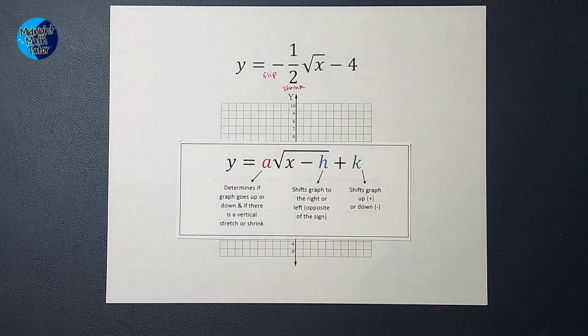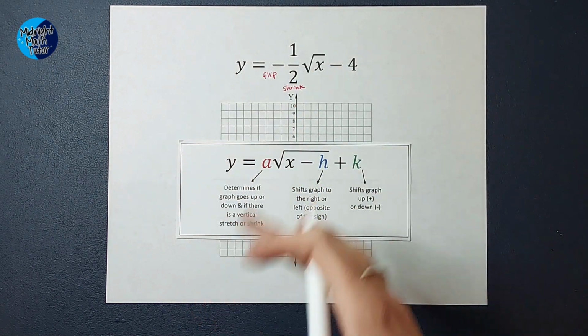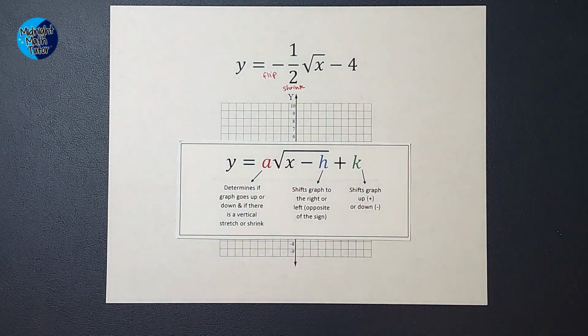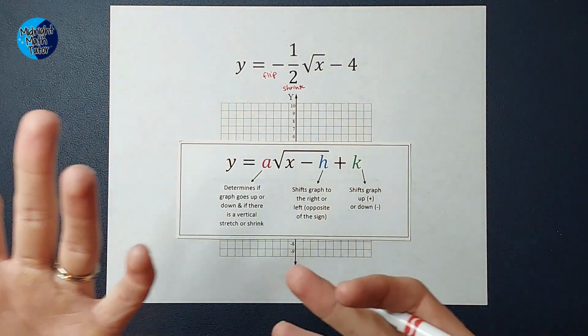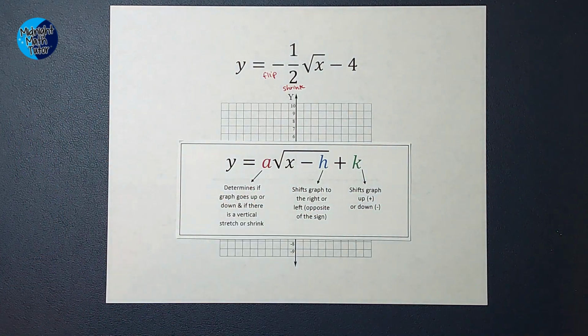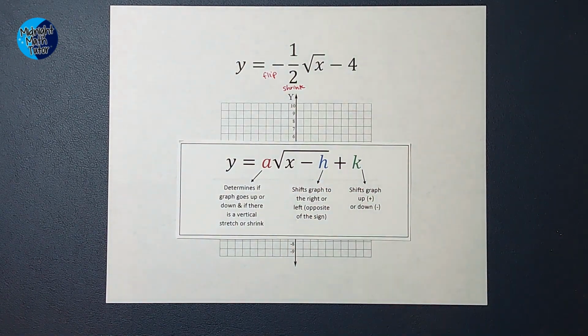So our parent graph starts at 0, 0. This one does not have a number being added or subtracted inside of the square root. You could think of it as the square root of x plus 0 if that helps you. But basically that just means my graph is not shifting to the right or left, okay? If there was one in there, just a side note, we do switch the sign, okay? So if it's negative, you go to the right. If it's positive, we go to the left, okay?